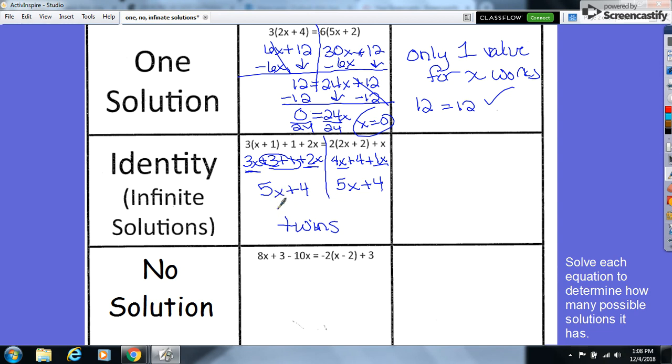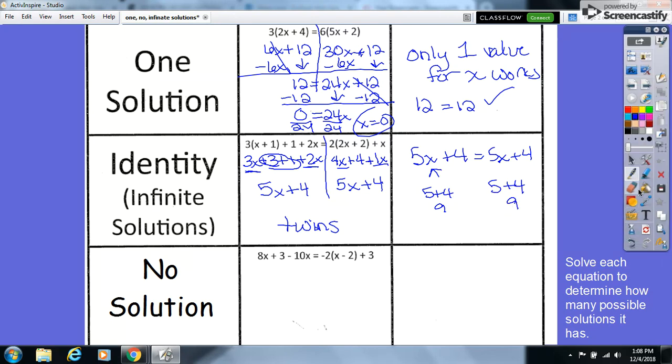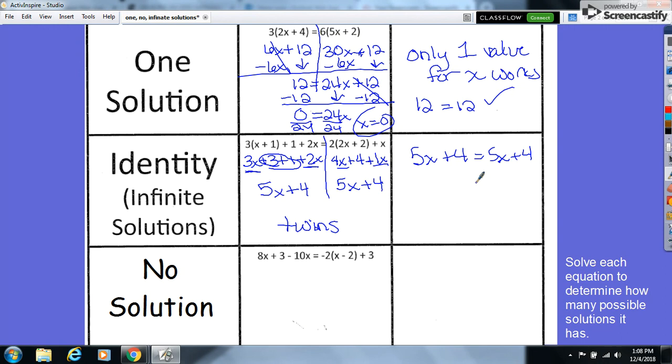So for example, if I said I wanted x to be 1, I could plug a 1 in there. Well, 5 times 1 is 5, plus 4 is 9. 5 times 1 is 5, plus 4 is 9. No matter what, it's going to be the same. If I wanted it to be 2, 5 times 2 is 10, plus 4 is 14. 5 times 2 is 10, plus 4 is 14. Always going to be the same because they're the exact same on both sides. If you can get an equation to where it is twins, looks exactly the same, you don't have to do any more to it. You just write that it has infinite solutions.